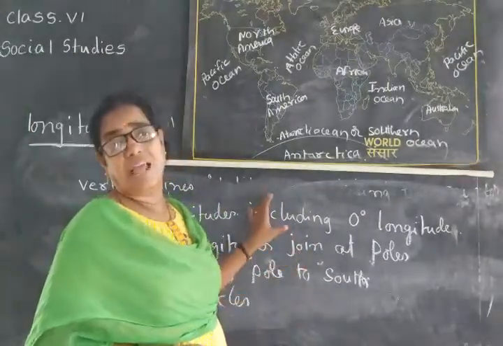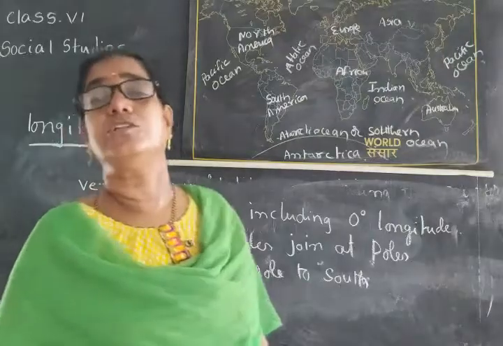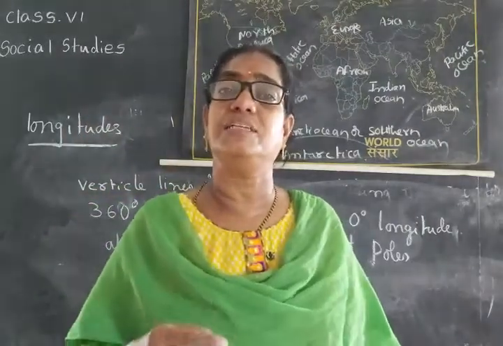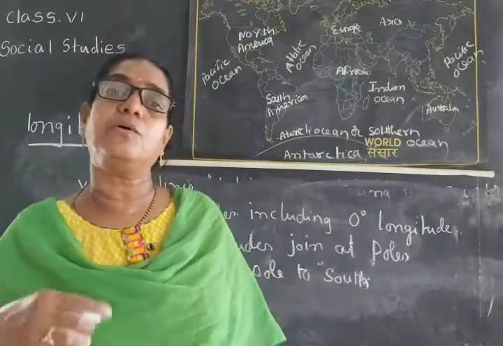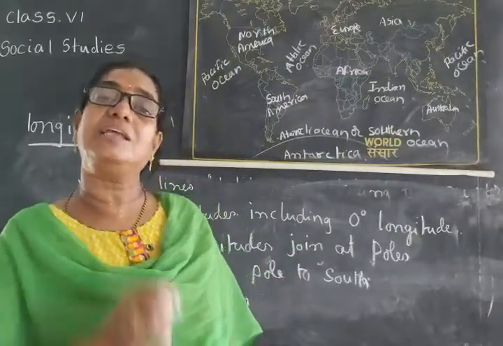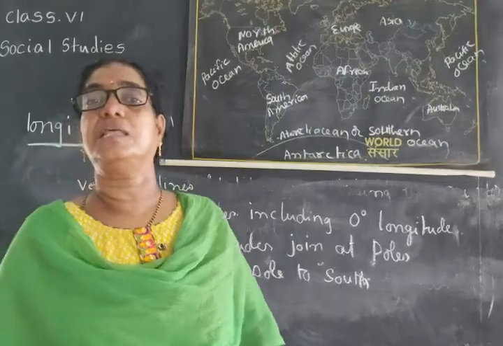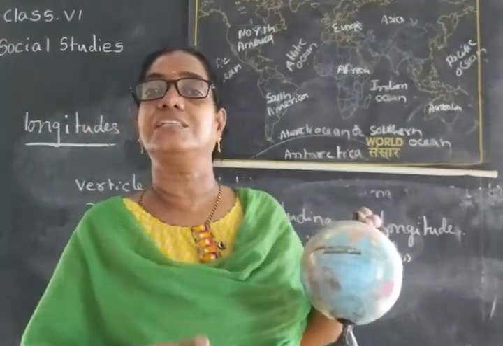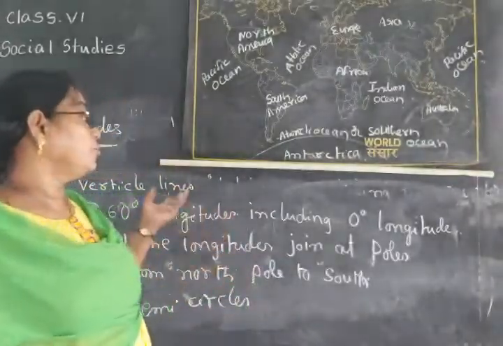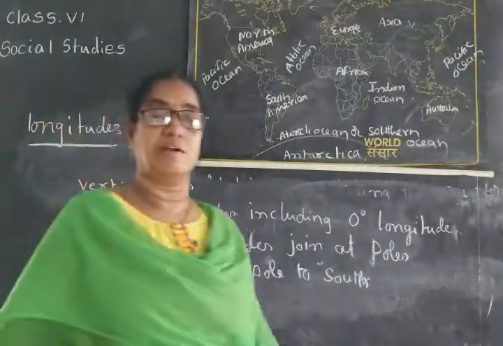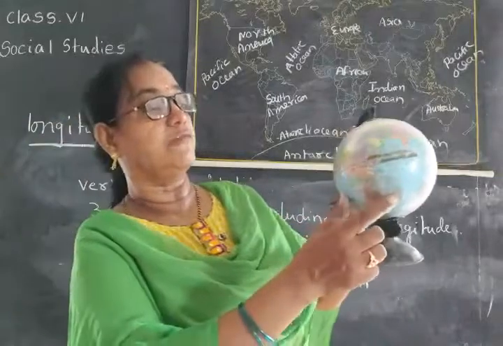So these latitudes and longitudes are imaginary lines. Imaginary means just thinking only, not really drawn on the earth. These are imaginary lines, we just guess and draw them. Here, teacher, what is the use of knowing this? These are all the lines.